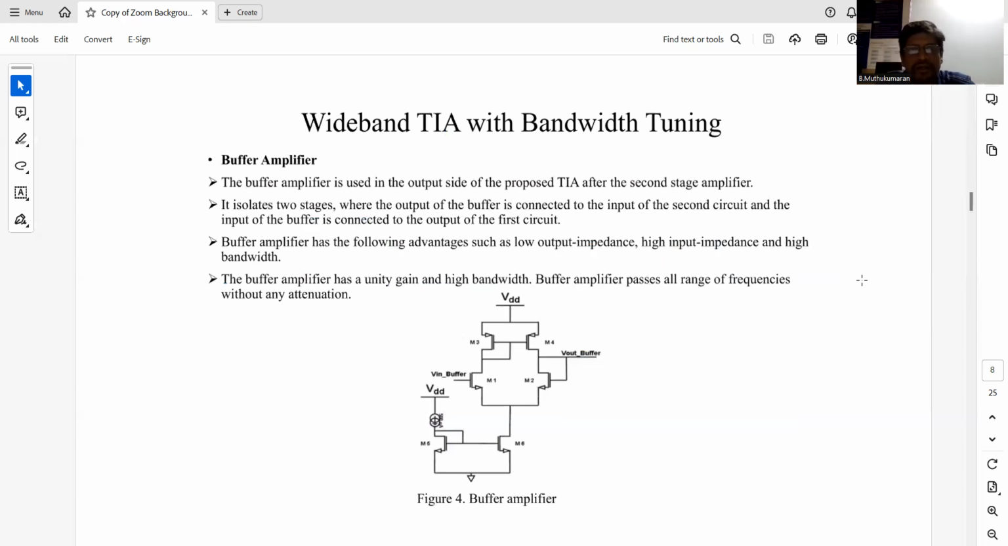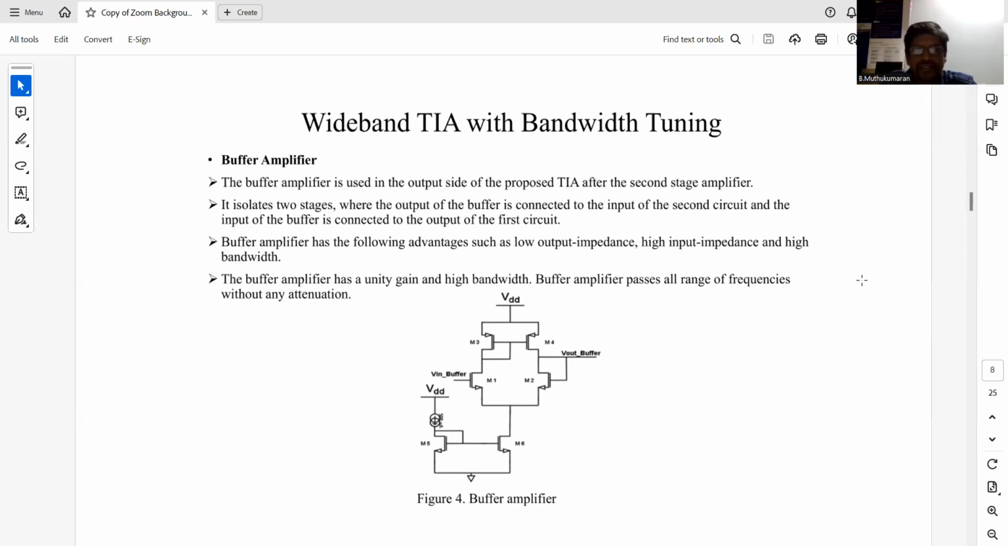So in the wideband tunable amplifier, the buffer is provided between the TIA output and the next stage, that is a low pass filter stage. The buffer amplifier is used at the output side. It isolates the two stages, whereas the output of the buffer is connected to the input of the second circuit.